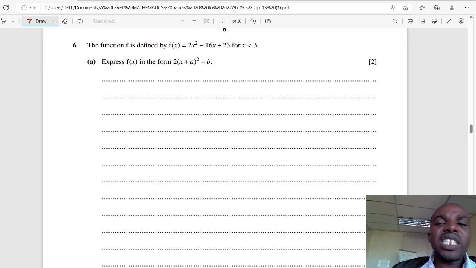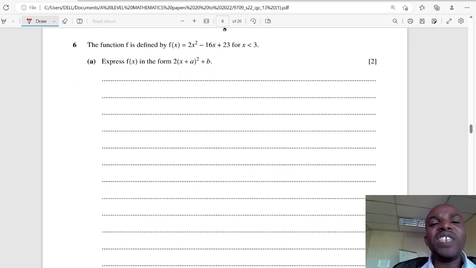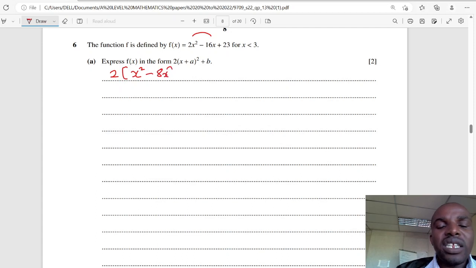Done. Next, question number 6. The function f is defined by f of x, for x less than 3. Then express f of x in the form. So you're just completing the square. Right. So completing the square, you factor out 2. You do these two parts first. So factor out 2 here. Then you'll be left with x squared. Make sure the coefficient of x squared is always 1. Then minus 2 into 16 is minus 8x, this part. Then you maintain your 23.